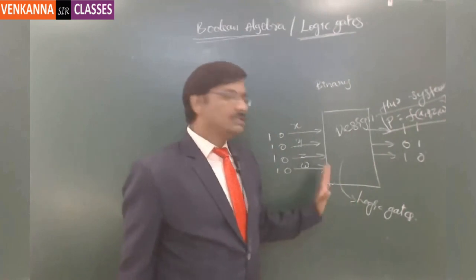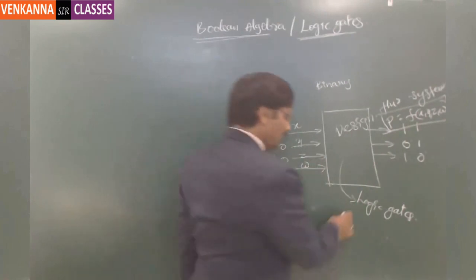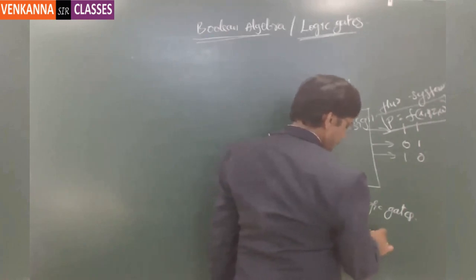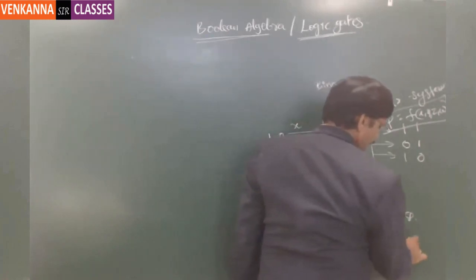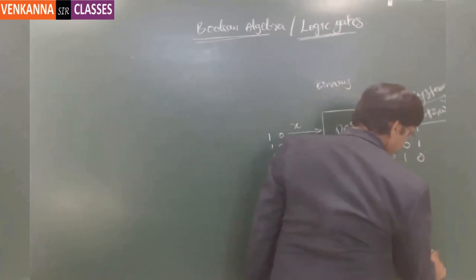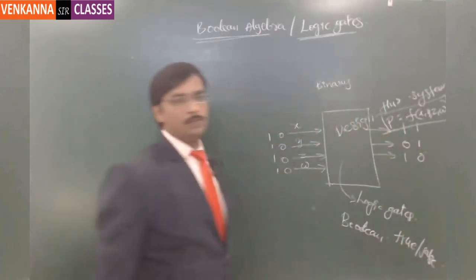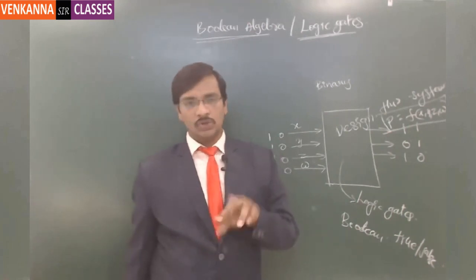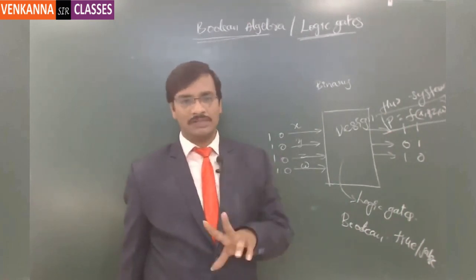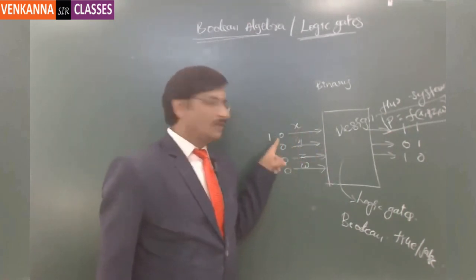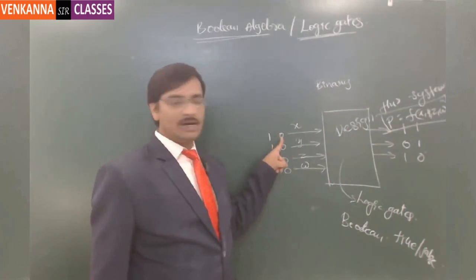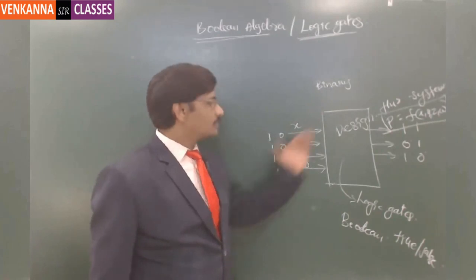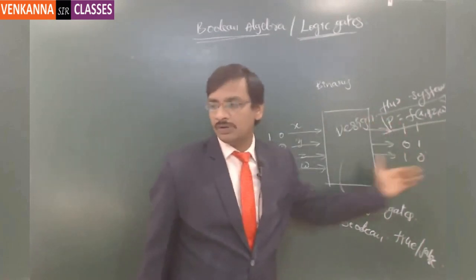Because logic gates operate only on Boolean values. Boolean means either true or false. That means you have only two options: you might get true, you might get false. For inputs where this is false, this is false, this is true, this is false and this is true, you are expecting this kind of output with the help of these logic gates.